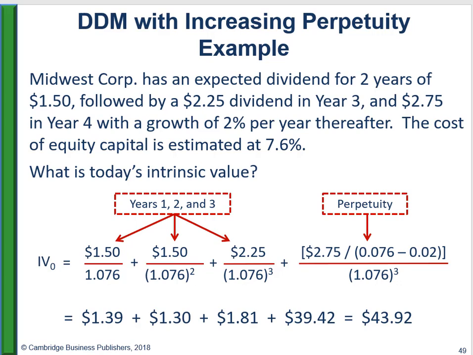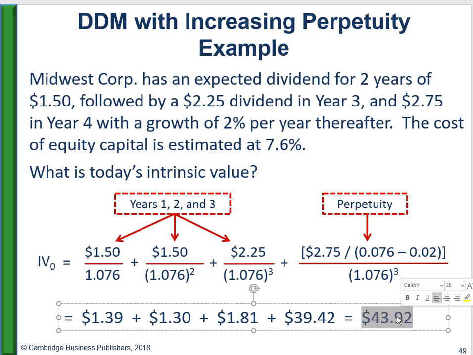Midwest Corp again, same dividend for the first 2 years of $1.50, followed by $2.25 in year 3, and then in year 4 it holds at $2.75 with a 2% growth rate thereafter. So into perpetuity for every year after that, times 2%. Here's how that would work. We have our same dividends in the first 3 years, $1.50, $1.50, $2.25, all discounted back by 1 plus the required return on equity to the number of years, plus $2.75 divided by the cost of equity less the growth rate. That's our numerator. And then our denominator is going to be the 1.076 cost of equity, all discounted back 3 years. Simple enough. That produces a present value of $43.92.